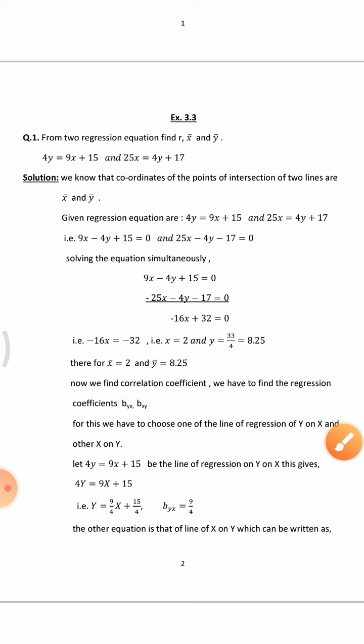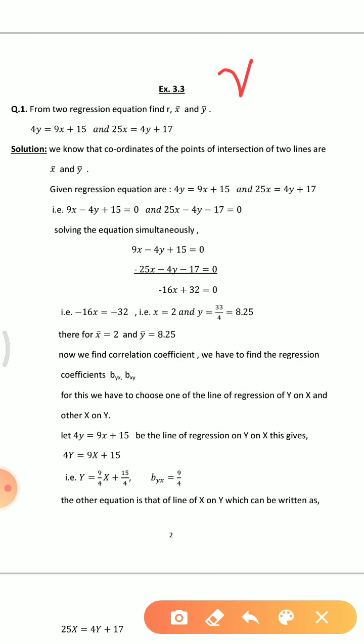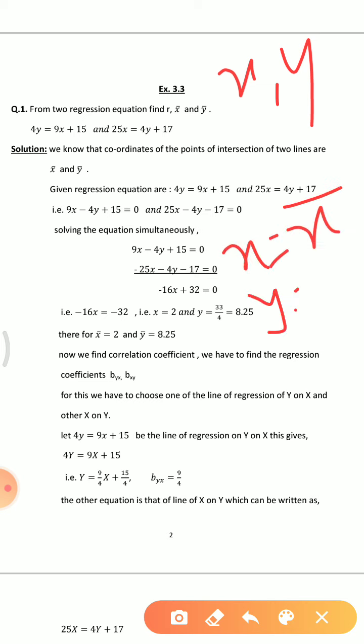We know that the coordinates of the point of intersection, x comma y, of the two lines are x bar and y bar. That means x = x bar and y = y bar. That is the coordinate of the point of intersection of the two lines.